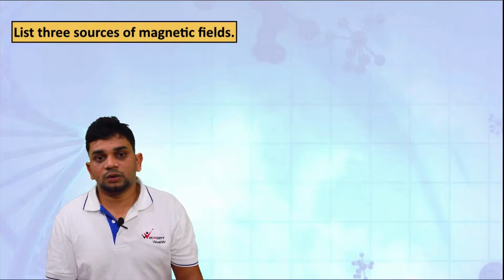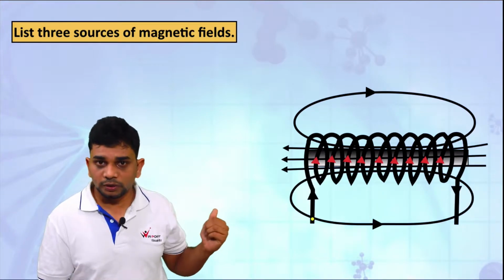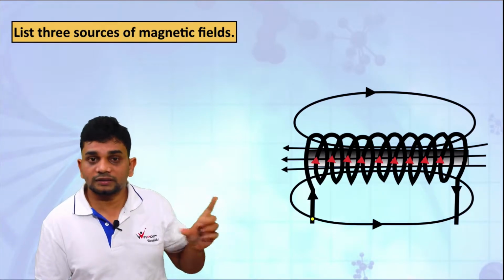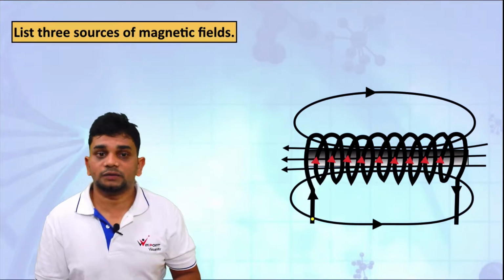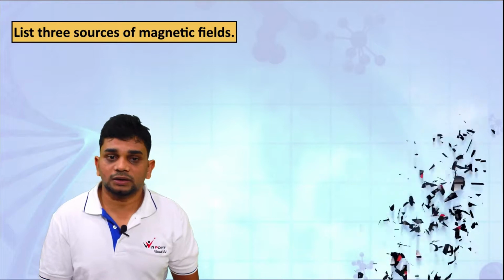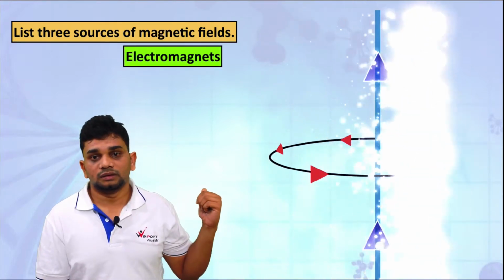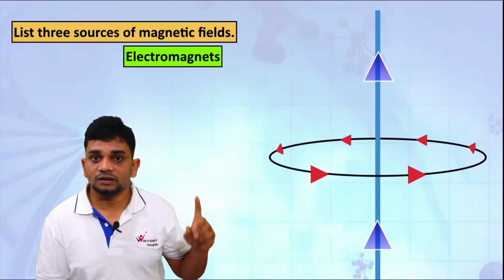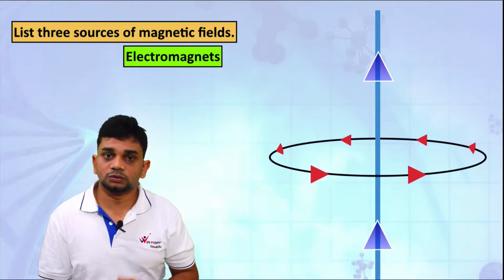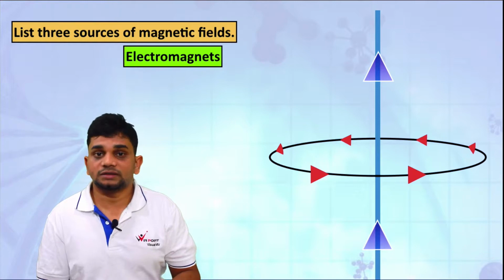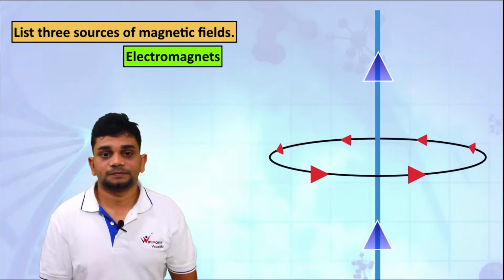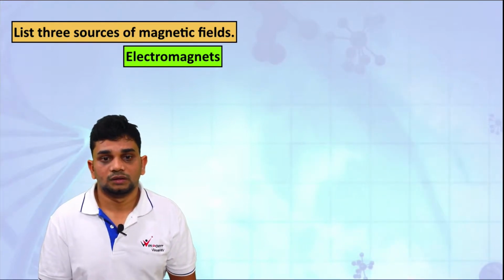List 3 sources of magnetic field. It is a solenoid, and inside the solenoid you can see an iron rod. Electromagnet. An electromagnet is a source of magnetic field. So the first one is electromagnet. Next one, here you can see a current carrying conductor. A current carrying conductor is a good source of magnetic field. There will be production of circular magnetic field lines around the current carrying conductor.